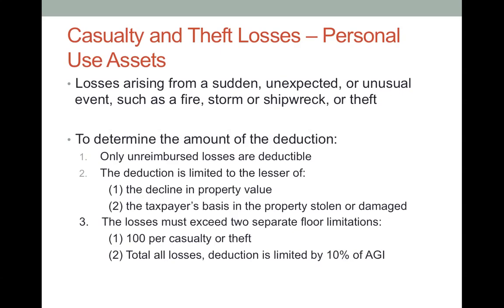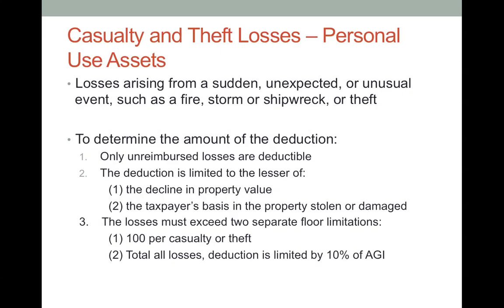So the decline in property value is, if there's a hurricane and you have substantial damage to your house, then your house is not valued at zero, and the amount of your loss is going to be the lesser of the amount of the damage that was done to your house or your basis in the house. If something is stolen from you, then the decline in property value would be the fair market value, right? The value of what's stolen, and in that situation, the amount of the loss that you can deduct is going to be the lesser of the fair market value or your basis in the property.